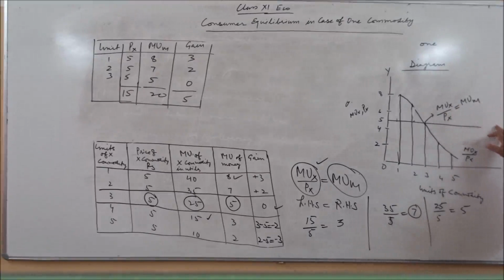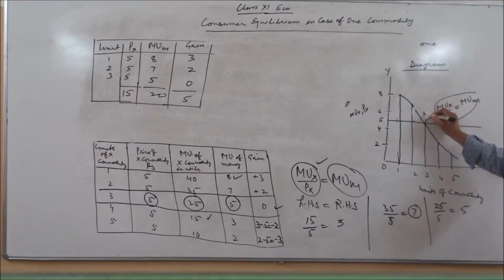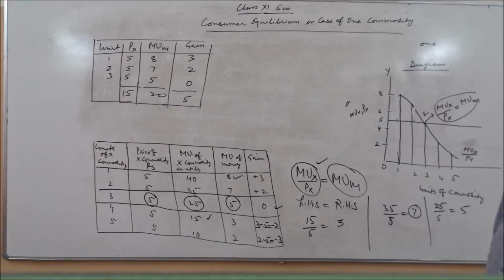So in this case, equilibrium will be established at point E in the diagram. The total amount he will spend is rupees 15, and he will get utility, MUM, equal to 20 rupees. So he is in gain. He will not try to budge an inch from this equilibrium level. Okay, thank you.